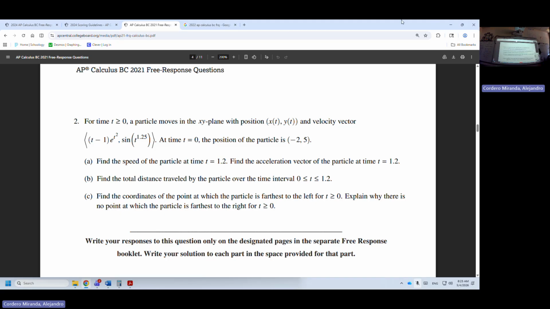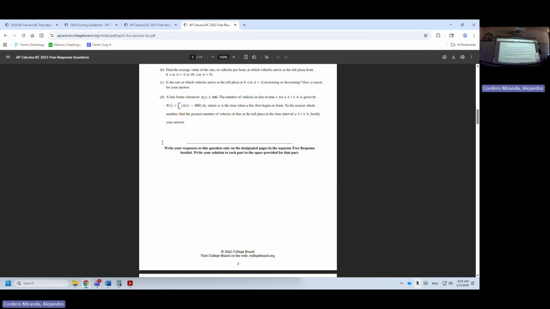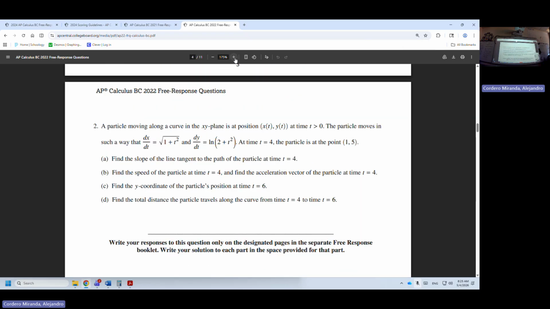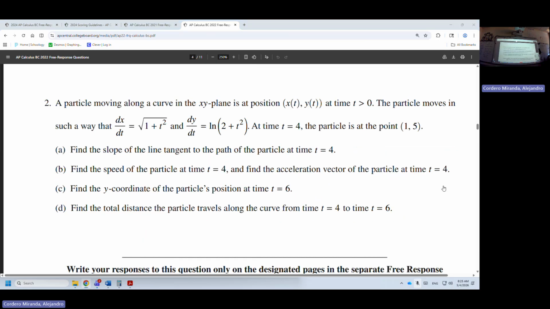They just ask the same thing a lot, especially if I look up 2022. Look at that, they say kind of the same thing. Find the speed, find the acceleration vector, find the y-coordinate of the position, find the total distance. They always ask you.